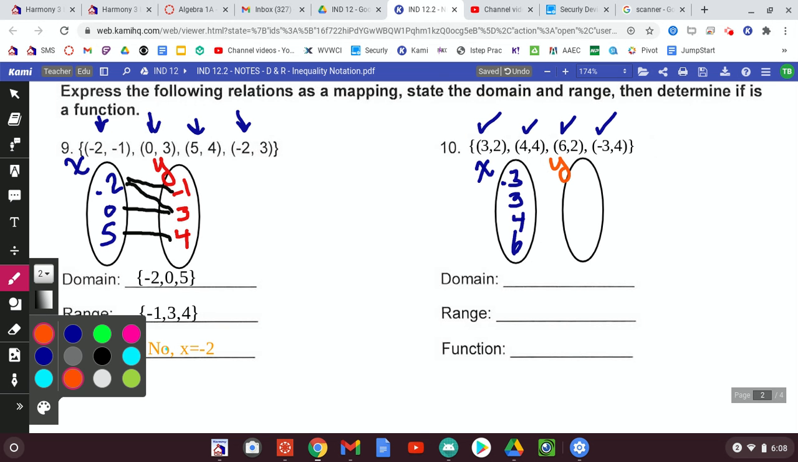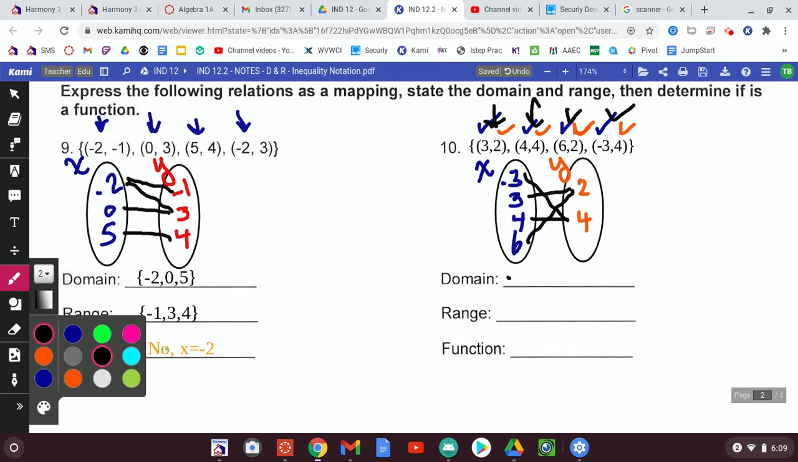Those are my x's. Now I look at my y's, and I have a 2 and a 4. A 2 repeats, don't need to put it in there twice. A 4 repeats, don't need to put it in there twice. But I do need to draw my lines. So I look at each point one at a time. The point 3, 2 connects 3 to 2. Then the point 4, 4 connects 4 to 4. Then the point 6, 2 goes up here to 6, 2. And then the point -3, 4 connects like this.